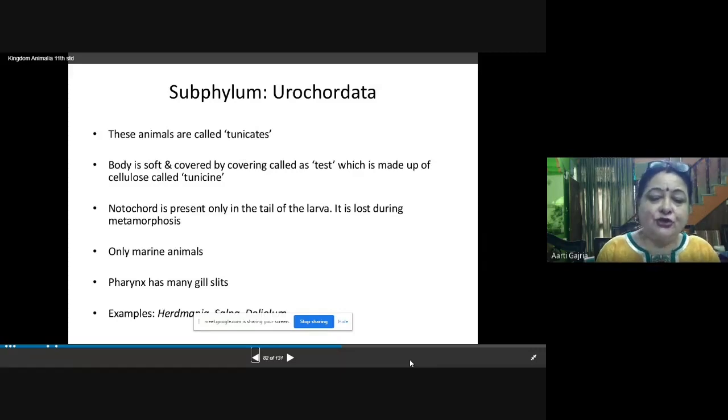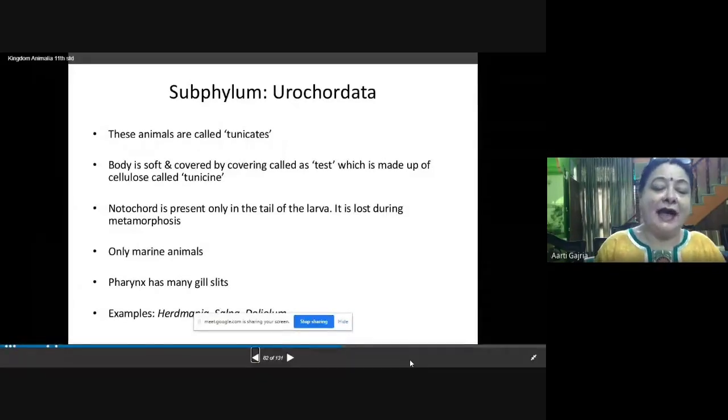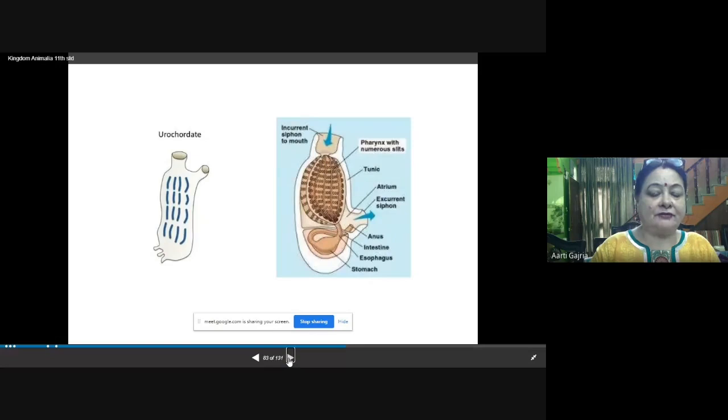They are only marine, present only in sea water. The pharynx has many gill slits. Gill slits are present. That is the characteristic feature of the chordata. Examples are Herdmania, Salpa. I will show. See, this is Herdmania. So this is an example of phylum Urochordata. The simple structure, soft-bodied structure, and presence of a tunic is the peculiar feature of this. That's why they are called tunicata.